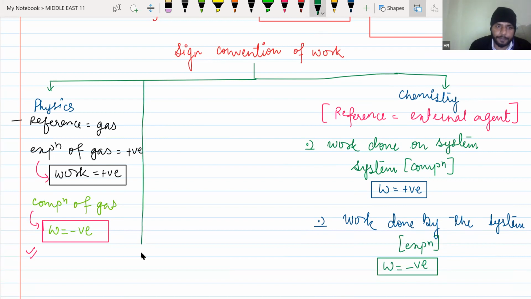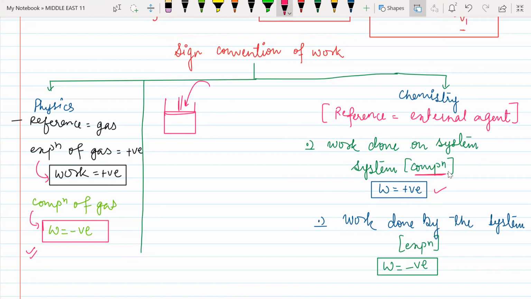Now see, what I want to say is that if there is a container with a piston, you can see how it will be compressed. If you do work on the system, it will be compressed, and work done will be positive. And if there are gases inside the system, work done by the system means the gas will work on the piston and it will expand, right? Yes, sir.